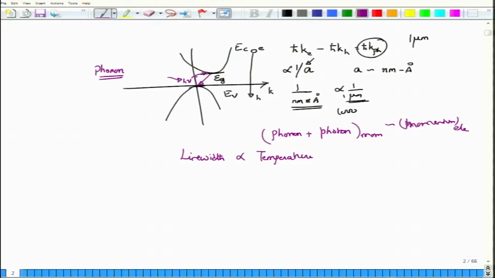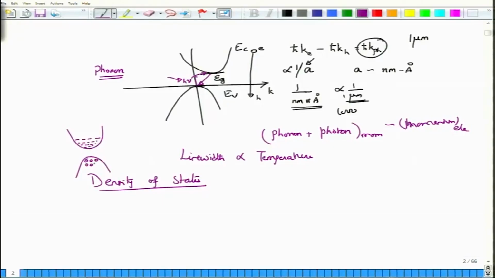Now, let us get back to an interesting and important parameter called the density of states. We have looked at density of states earlier, but this time we will be looking at it much more carefully because this is very important. So, what is this density of states? What we mean by density of states is an estimate of how many electrons are there in the conduction band and how many holes are there in the valence band.